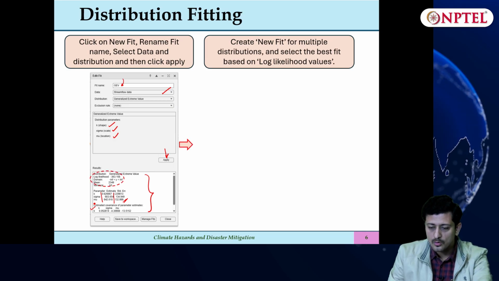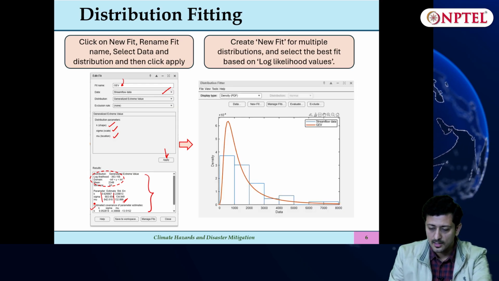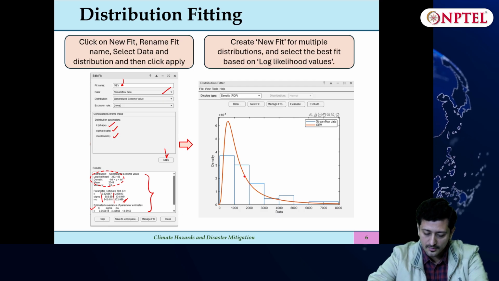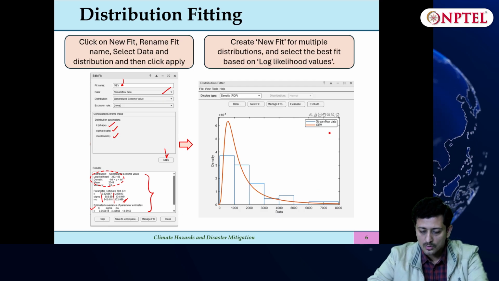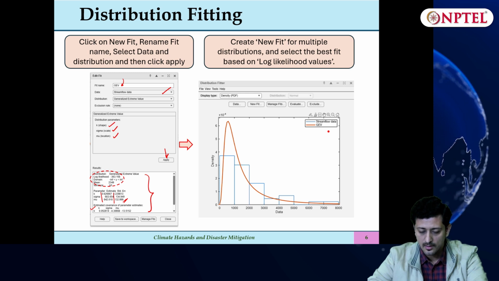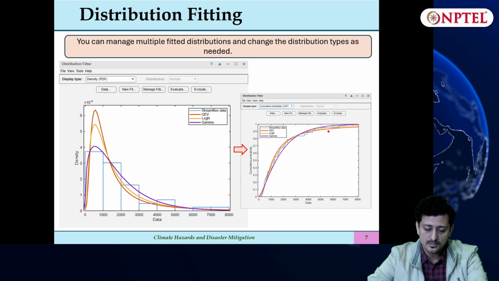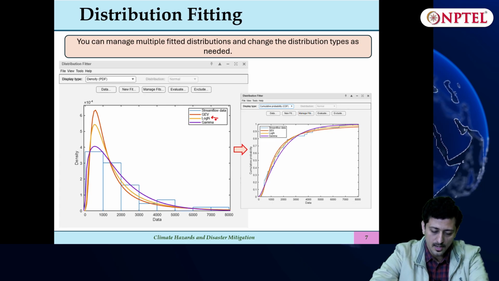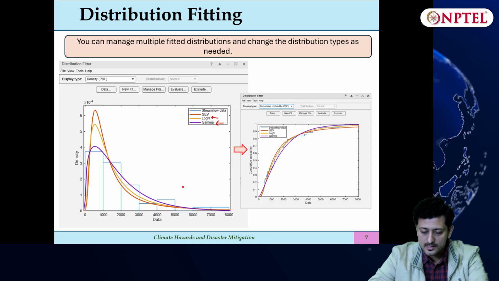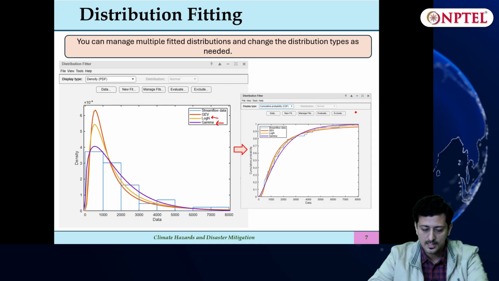Then you can create multiple fits like we did for GEV. You can take another fit. So this is how the GEV appears. You can see how well it fits the model. You can also check other fit parameters to see how well it fits. Then you can have multiple distributions like log normal or gamma to check how well they fit. The best fit distribution can be taken forward to perform the flood frequency analysis.